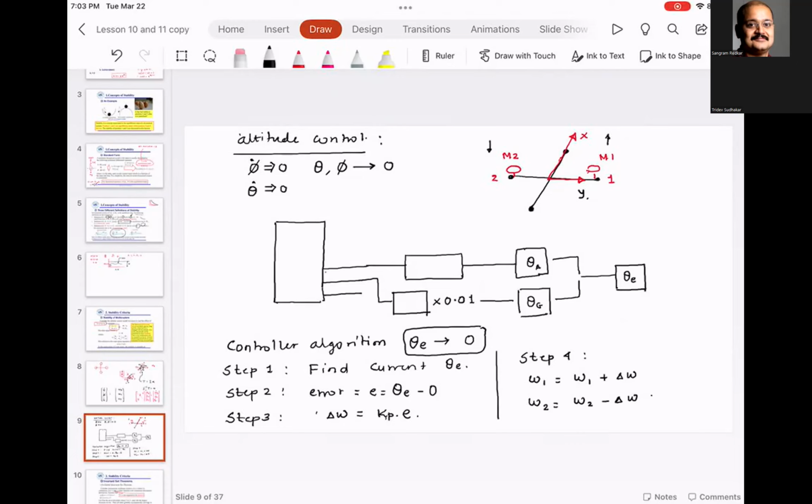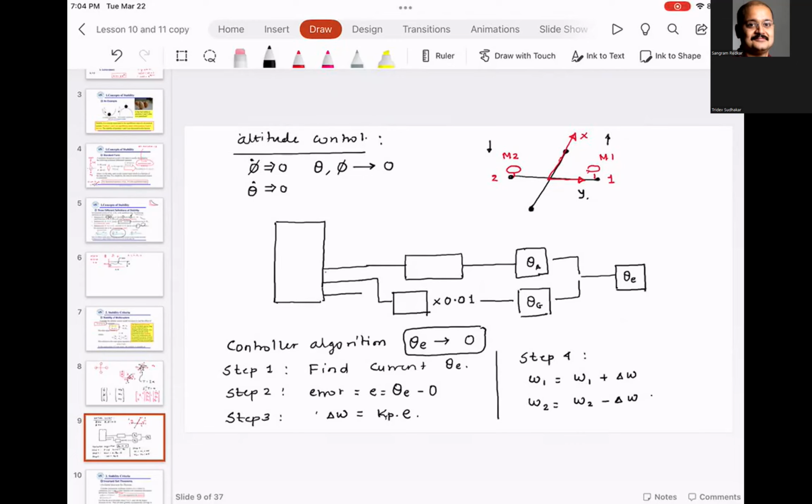I'm going to repeat this once again. It will become complicated. Okay. So this is called the innermost control loop for pitch stabilization. So till pitch is 0, which means till theta E is 0, find current value of theta E. And how would you find current value of theta E?